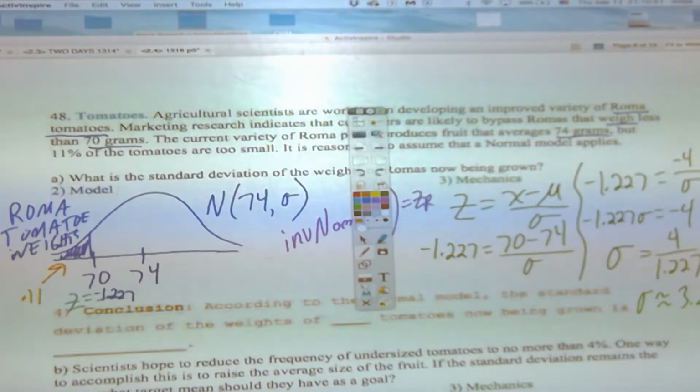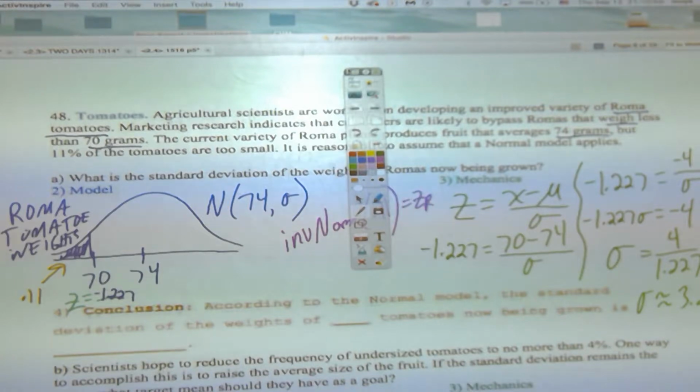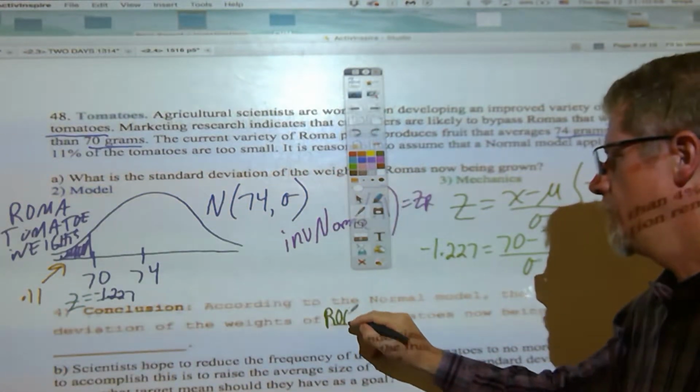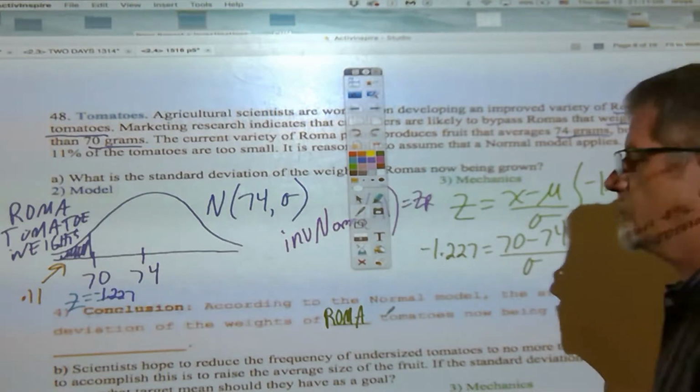So conclusion, according to the normal model, the standard deviation of the weights of Roma tomatoes, we're writing in context, now being grown is 3.26 grams.